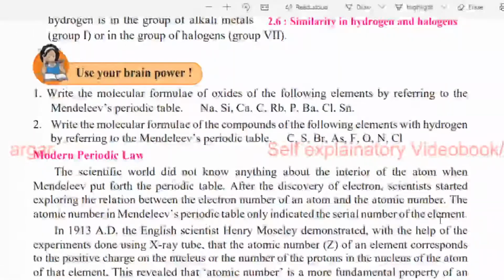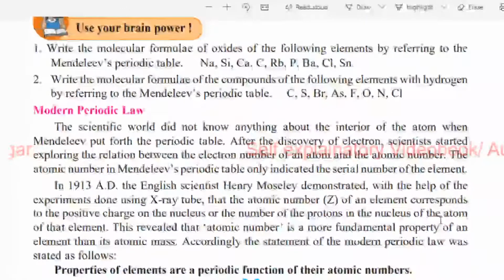Box. Use your brain power. First, write the molecular formula of the oxides of the following elements by referring to Mendeleev's periodic table. That is sodium, silicon, calcium, carbon, rubidium, phosphorus, beryllium, boron, and Sn. Write the molecular formula of the compound of the following elements with hydrogen by referring to Mendeleev's periodic table. That is carbon, sulfur, bromine, arsenic, fluorine, oxygen, sodium, nitrogen, and chlorine.